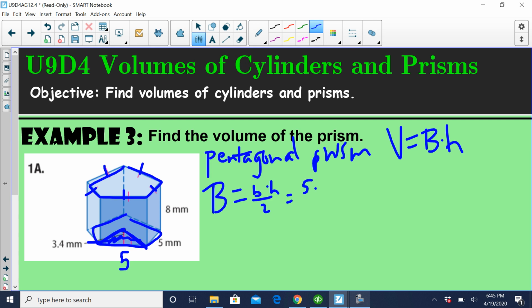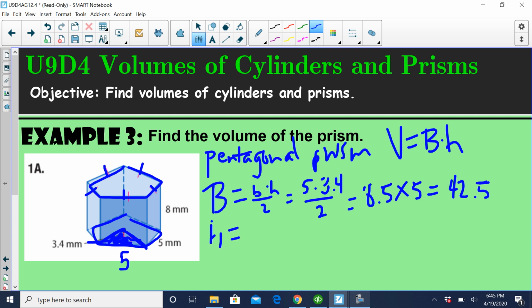Okay, base of the triangle is 5. The height was 3.4, and if I divide by 2, grab my calculator quick, and if I go 5 times 3.4 divided by 2, I got 8.5. Now remember, that's the area of just this little triangle in here. How many triangles would exist for this pentagon? Well, there should be 5. So if I take 8.5 times 5, I end up with 42.5. That is the area of one of the bases. From here, I need to find the height of that pentagonal prism. Remember, it's a number that cannot be on either base, so it's not on either pentagon.